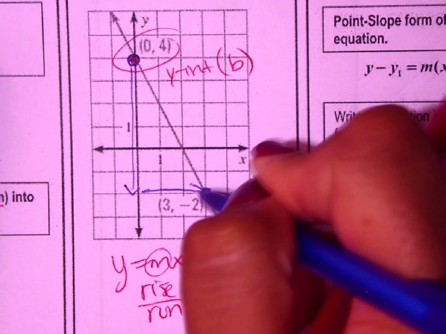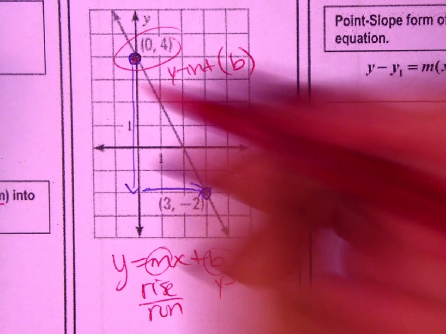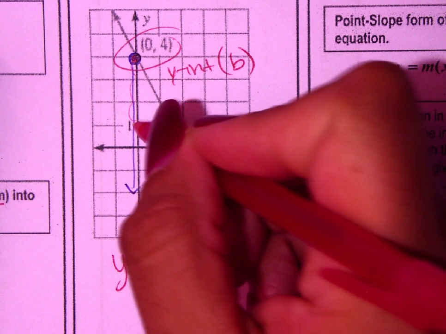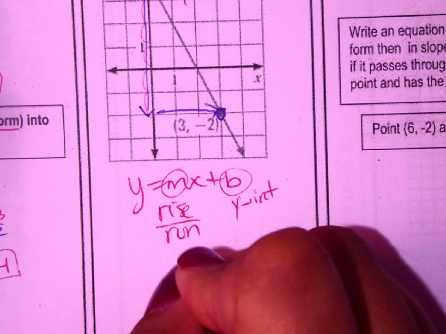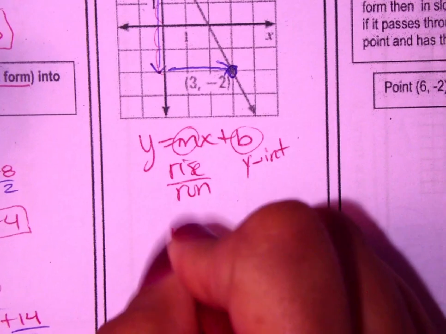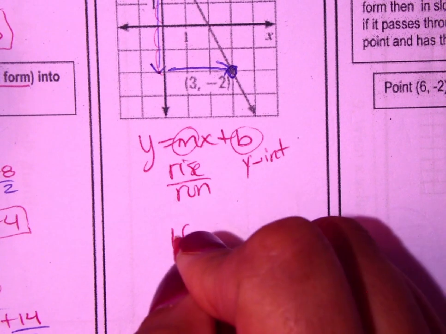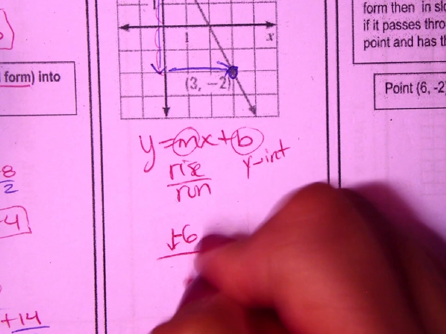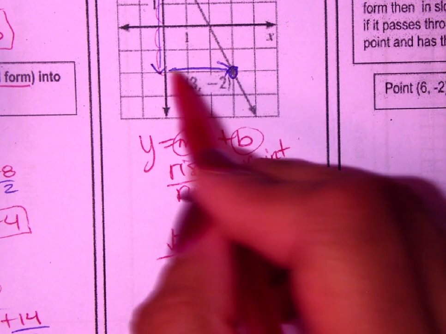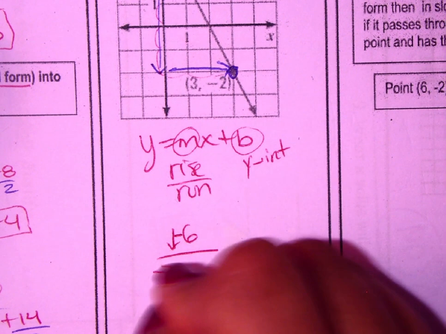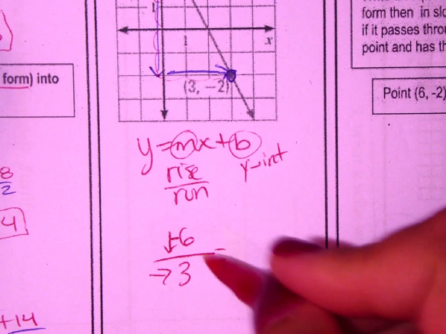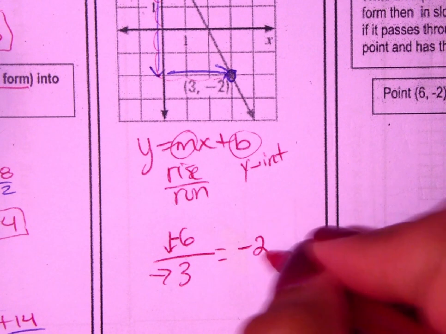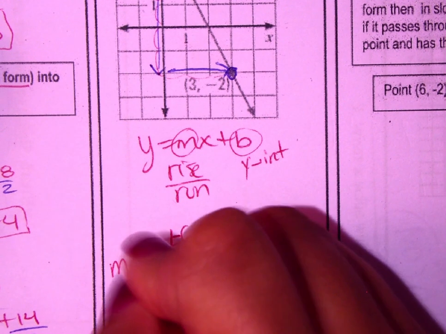So from 4 to -2, there was 1, 2, 3, 4, 5, 6 spaces down. So if it's down, we're going to write -6. And then across, it's 1, 2, 3. And that leaves you with the division of -6/3, which is -2. -6 divided by 3 is -2. So this is to calculate the m.